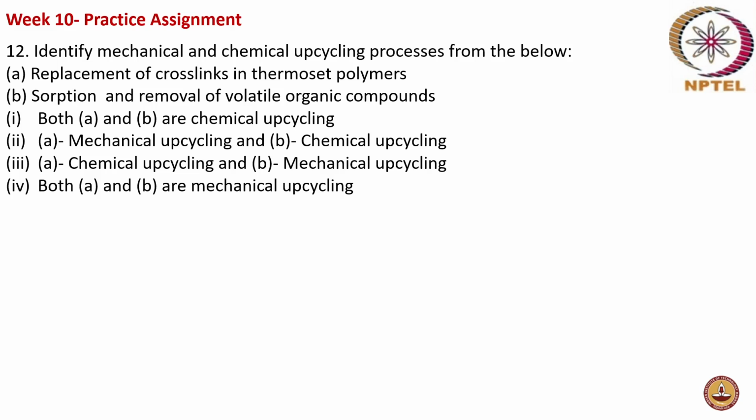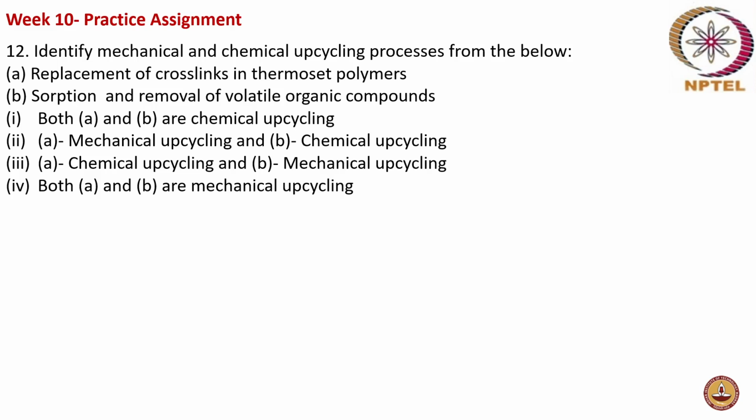now let's get on to the next question. Identify mechanical and chemical upcycling processes from the below. Replacement of cross-link in thermoset polymers, sorption and removal of volatile organic compounds. So we have to classify which is a mechanical recycling process and which is chemical recycling process.